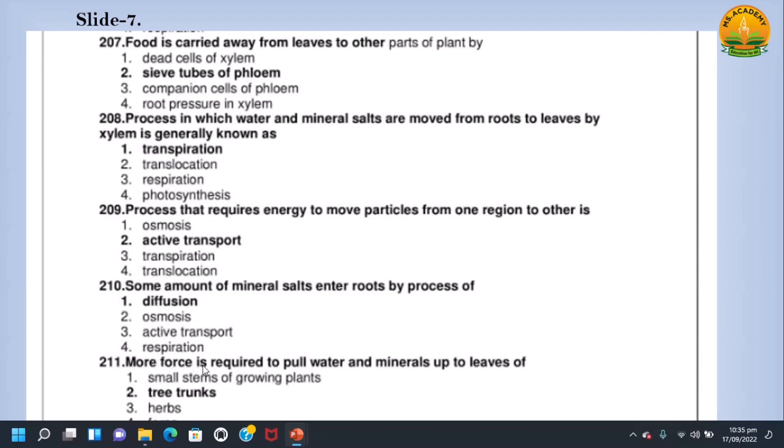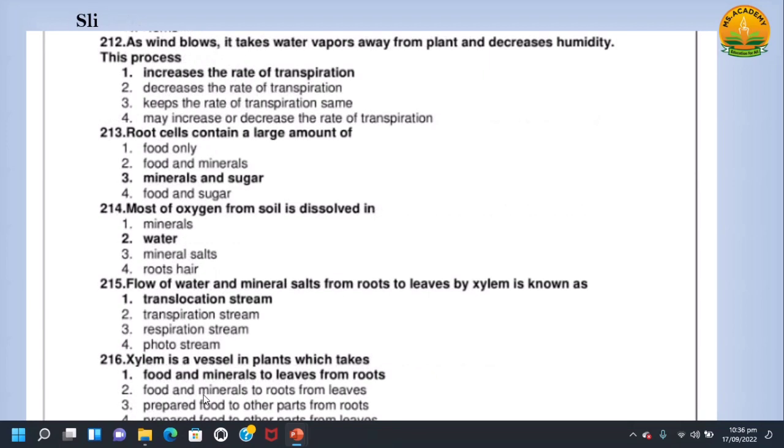More force is required to pull water and minerals up to leaves of, right option is tree trunks. When wind blows, it takes water vapors away from the plant and decreases humidity. This process, right option is 1, increases the rate of transpiration.